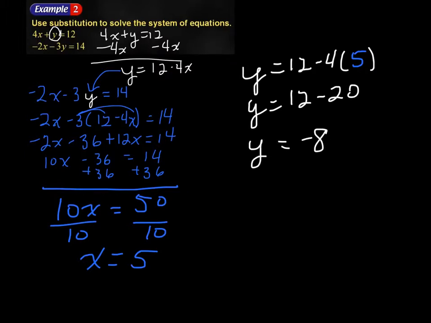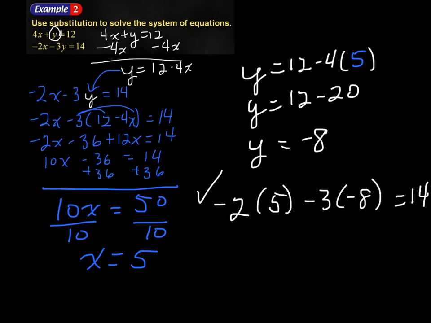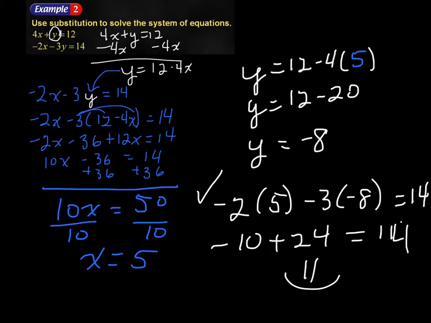Okay, I know that it works in the first equation because that's where I made it. So we're going to check using the second equation. Negative 2 times x, which was 5, minus 3 times y, which is negative 8, we hope equals 14. Negative 10 plus 24 is in fact 14. Smiley. So the ordered pair is (5, -8).